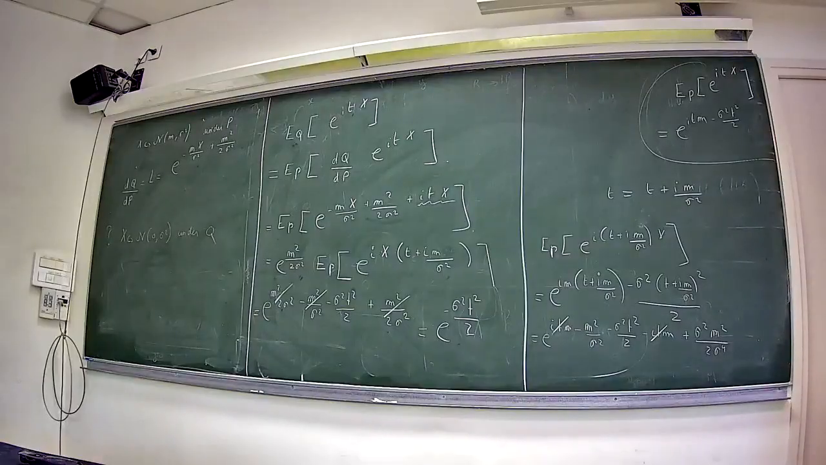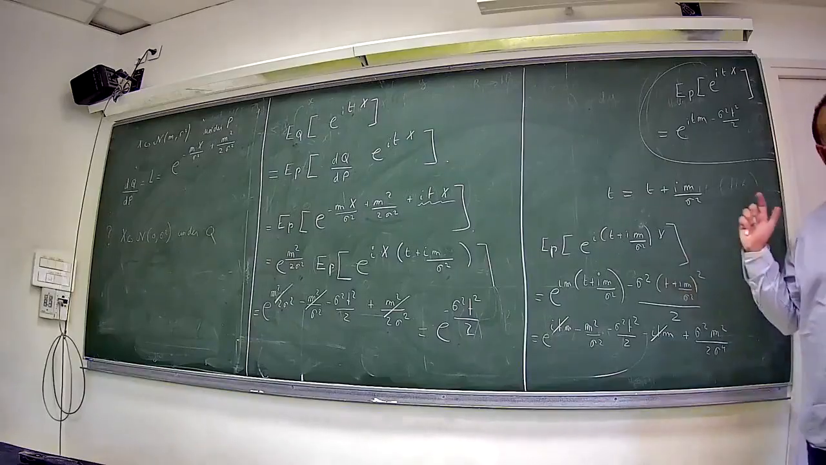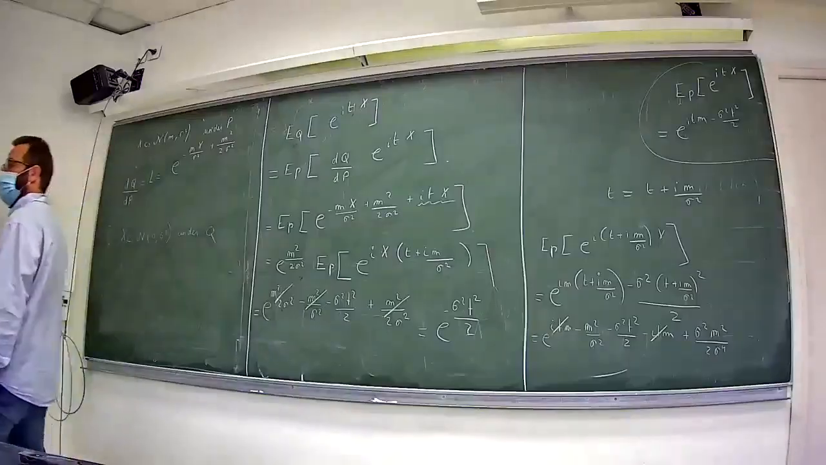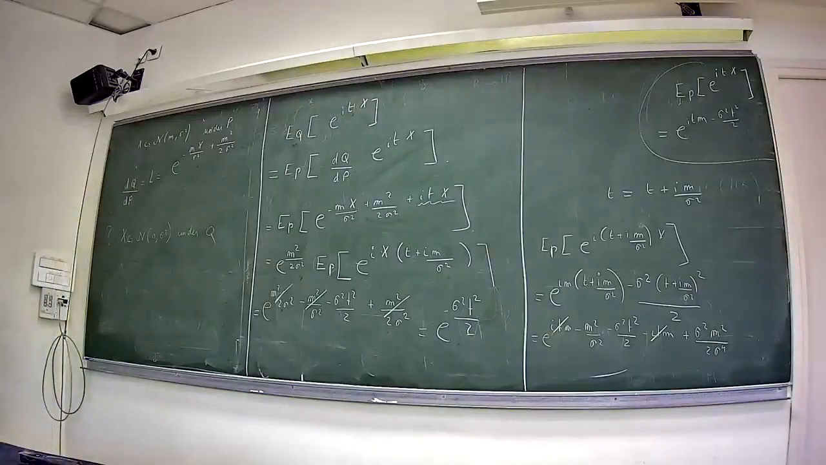So, computation, nothing: if you know the characteristic function of a Gaussian, then you just have to develop a square to do something like this, but it's not complicated. Let's be careful with the computations, but nothing theoretically difficult.